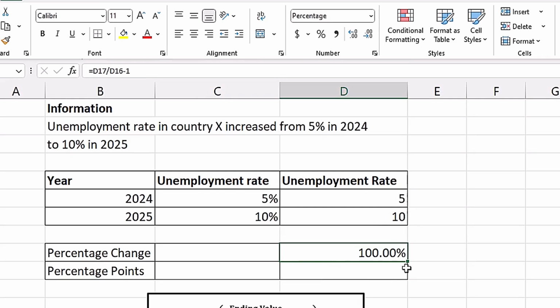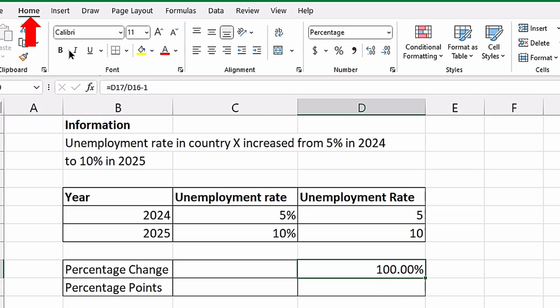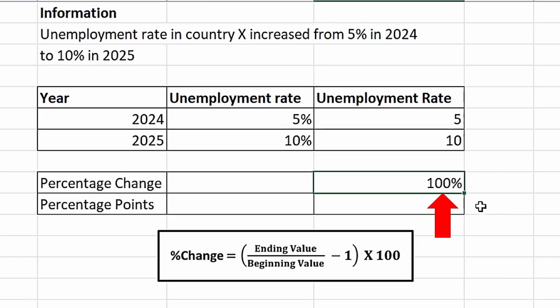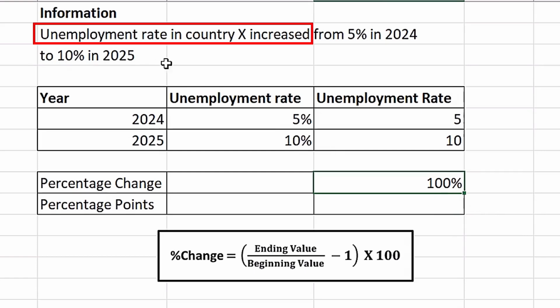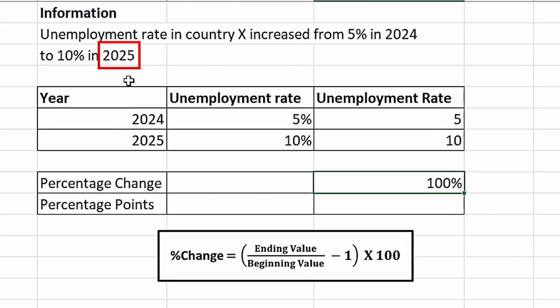Now I don't want any decimal place here. This one is showing 2 decimal places. So I'm going back to the Home tab, number group. This is a command that's used to increase decimal places. And this one is a command that's used to decrease the decimal places. So I'm going to click to decrease, so that I show it without any decimal place. So this 100% is showing us that the rate of unemployment in country X increased by 100% in 2025.